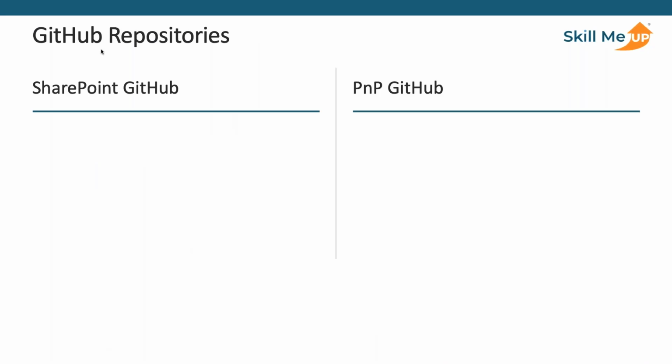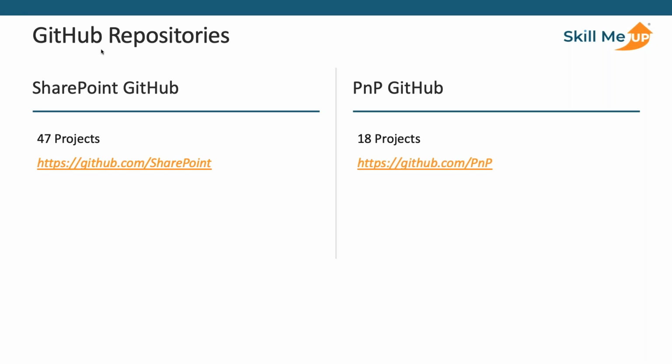So in the GitHub repositories, obviously we have two. We have the SharePoint one and then the PnP one. The SharePoint one contains 47 projects, and actually that keeps updating as well. It's available at github.com/SharePoint. And then the PnP one has 18 projects, and it's available at github.com/PnP.